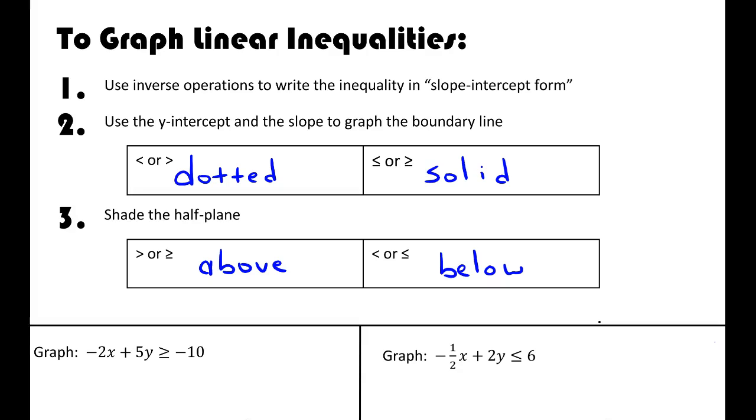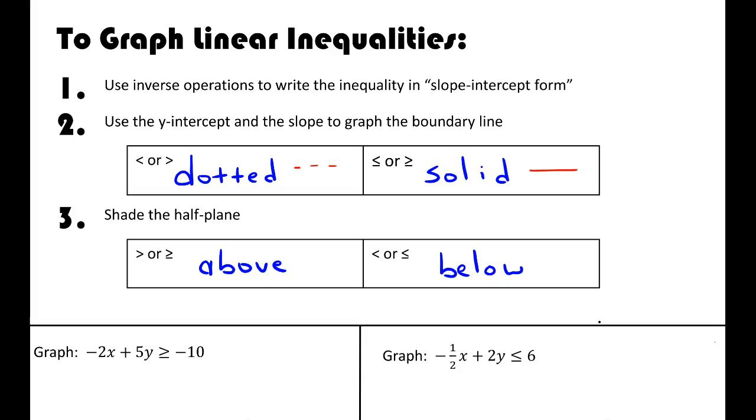Second, here's how you're going to graph the line. You'll graph it as normal, except if you see a less than or greater than sign, you're going to use a dotted line. If you see a less than or equal to, or a greater than or equal to, you're going to use a solid line. Okay, so that's the only difference here in graphing that line.